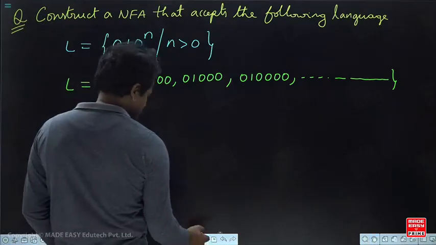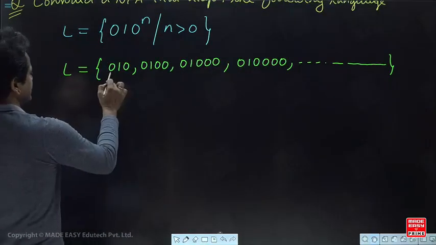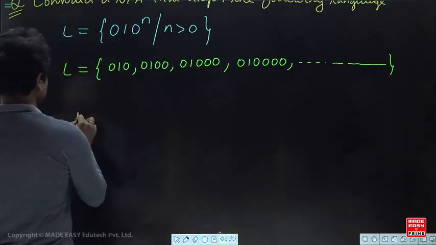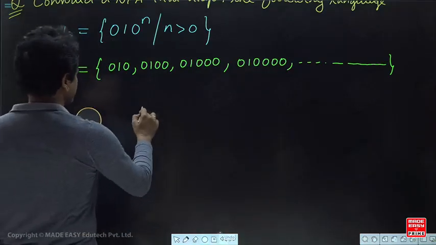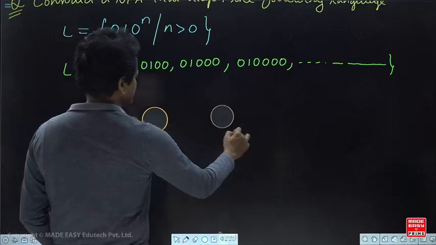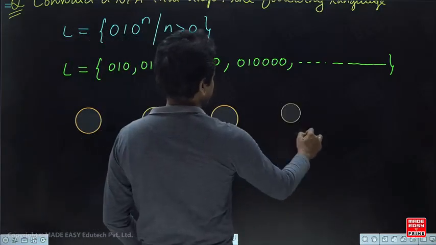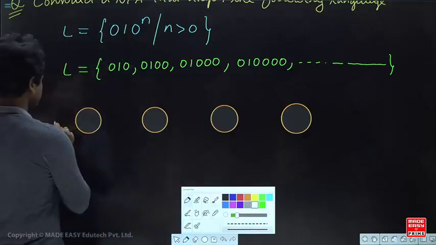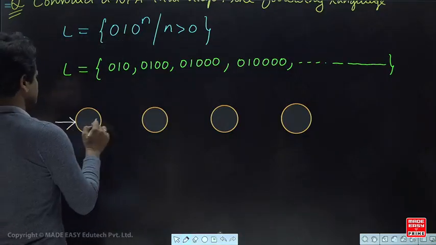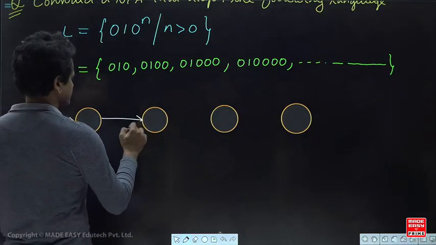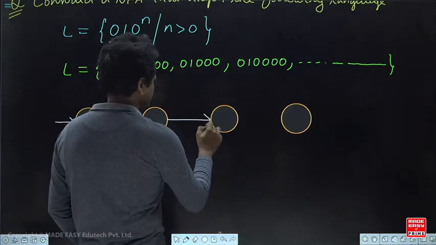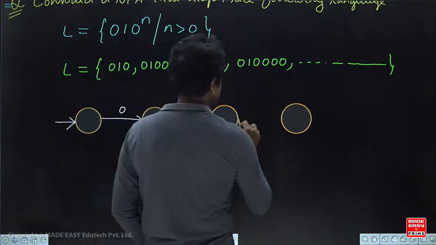Now guys, what is the smallest thing here? Whatever the smallest thing is, you must accept it first. So accept 0 1 0 first. To accept 0 1 0, we need 4 states. So 0, 1, 0.